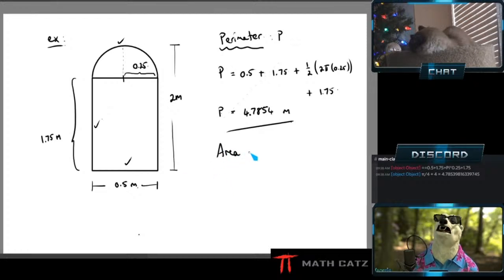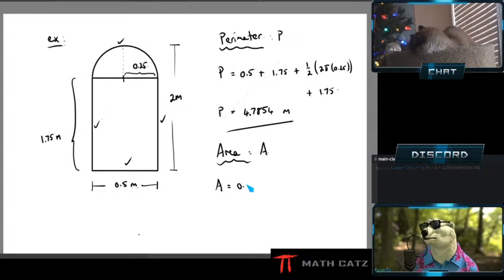Now let's look at area. Let's call the area A. So now it's a little bit simpler, I suppose. We just want to calculate the area of the rectangle, area of the half circle, and add them together. The area of the rectangle will be the product of the two length and width dimensions. Area of the circle, well, it's only half a circle, so a half times the area of a circle, pi r squared.